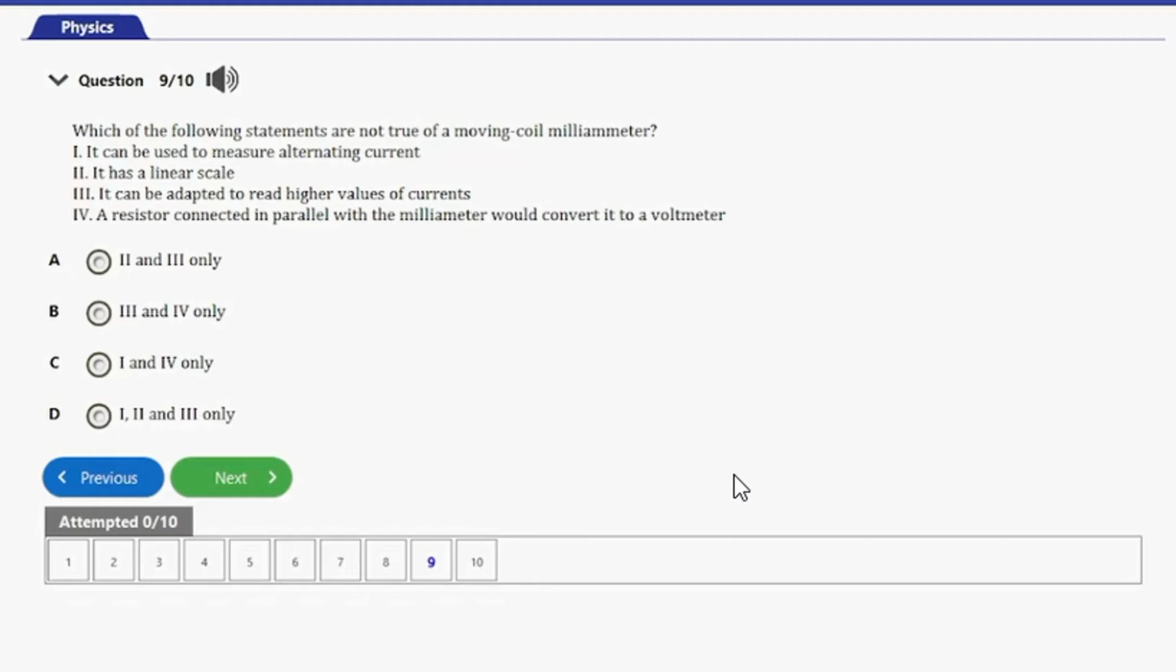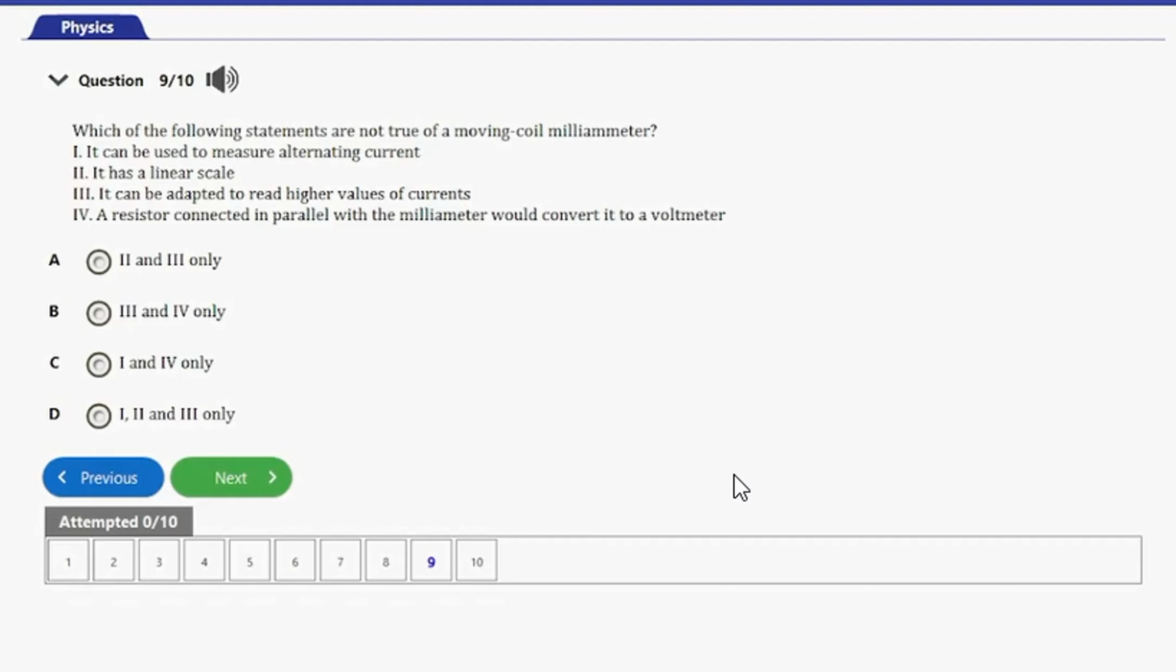I says it can be used to measure alternating currents. II, it has a linear scale. III, it can be adapted to read higher values of current. IV, a resistor connected in parallel with the milliammeter will convert it to voltmeter. So guys, here actually we are looking for the options that are not true for the moving coil milliammeter.